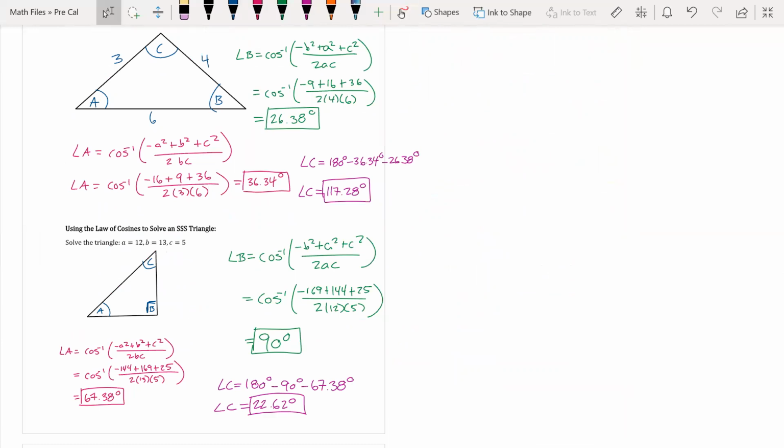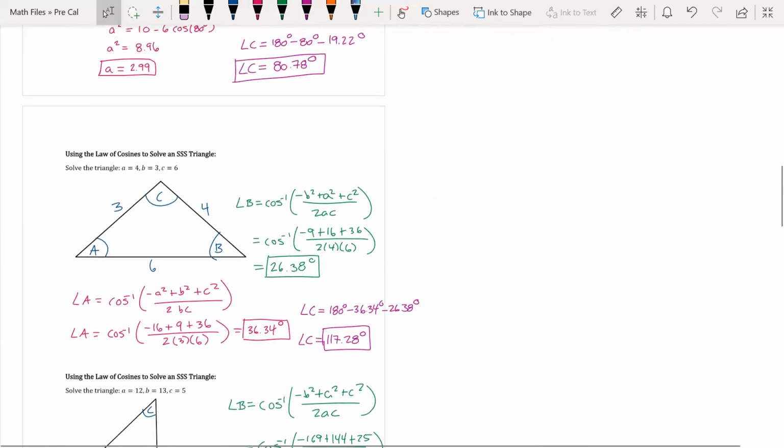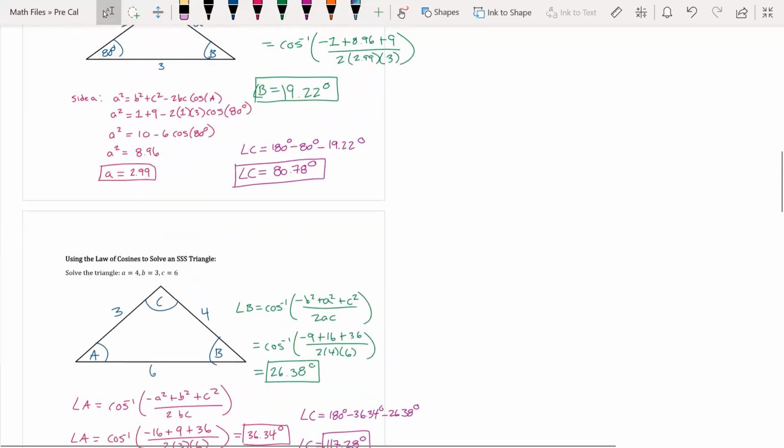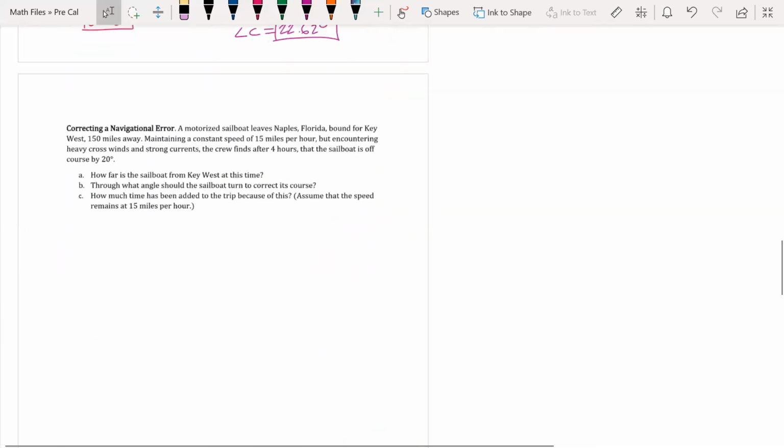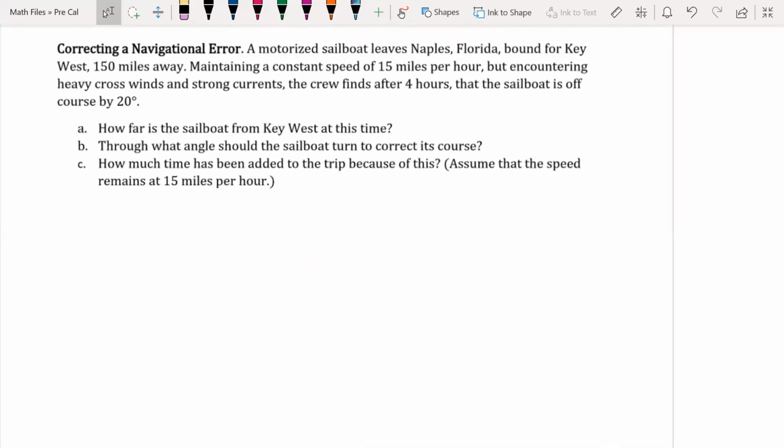Okay, so that is just computing triangles using the law of cosines. Everybody good with that? All right. Word problems. We're having so much fun. It gets even better. A motorized sailboat leaves Naples, Florida, bound for Key West, 150 miles away, maintaining a constant speed of 15 miles per hour, but encountering heavy crosswinds and strong currents. The crew finds after 4 hours that the sailboat is off course by 20 degrees. How far is the sailboat from Key West at this time?